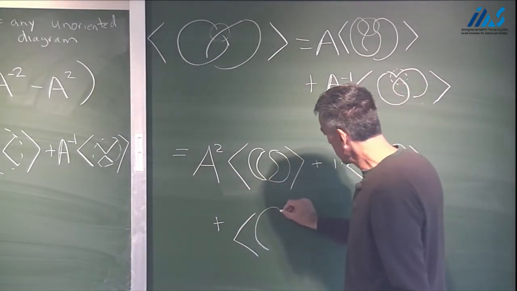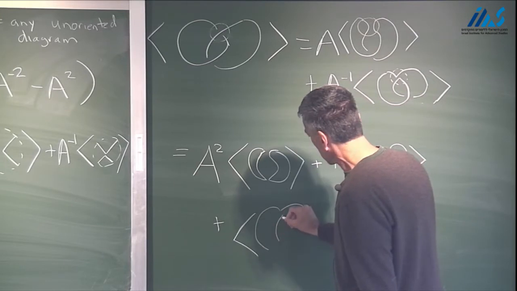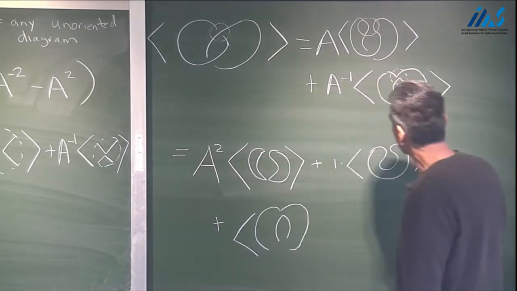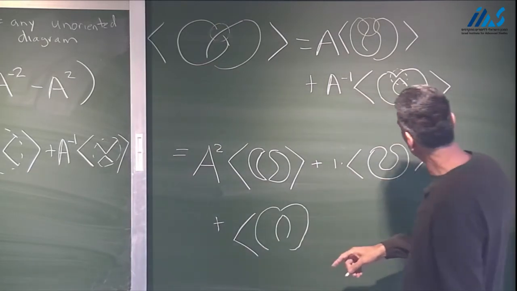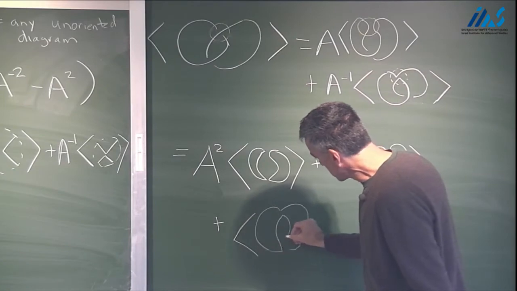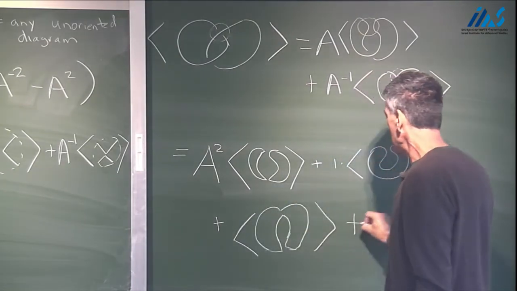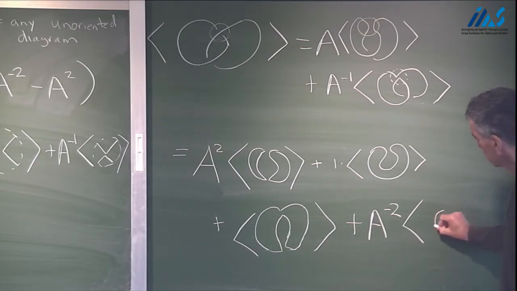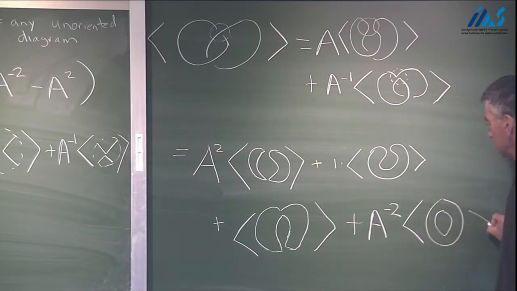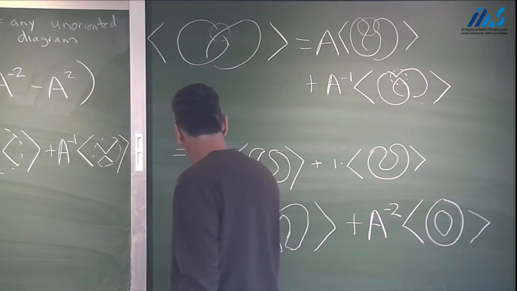We start with this one, and then we have to resolve this one using the A. So with the A, you come in and you go to the left. So you get this, and then there's an A to the minus 2. And that gives us again... So we can learn a lot from this example, so I'll leave it up for a minute, but let's finish the computation and actually get the value of the polynomial.